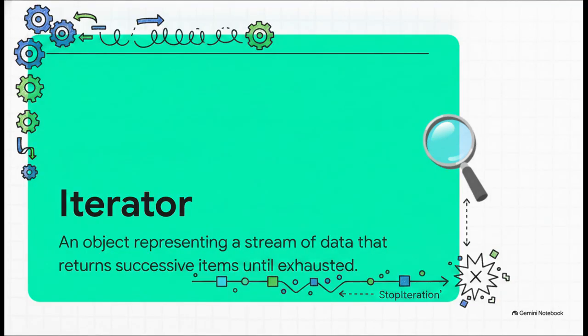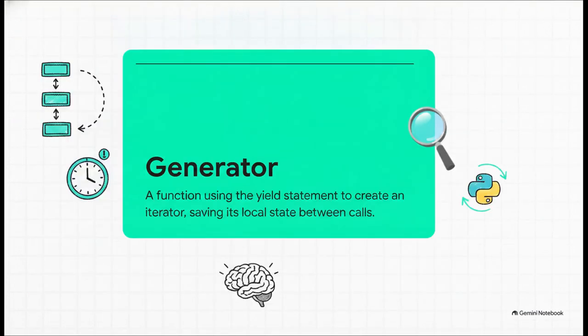And tying right back to our earlier control flow chapter, we've got iterators. These are basically the invisible engines powering loops both inside and outside of classes. They're the underlying objects representing streams of data, quietly returning successive items until an exception called StopIteration halts the whole process.